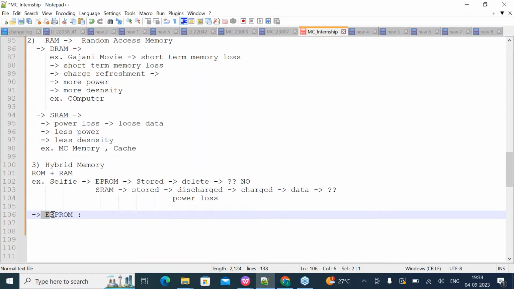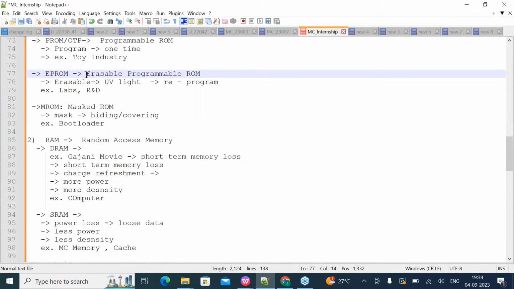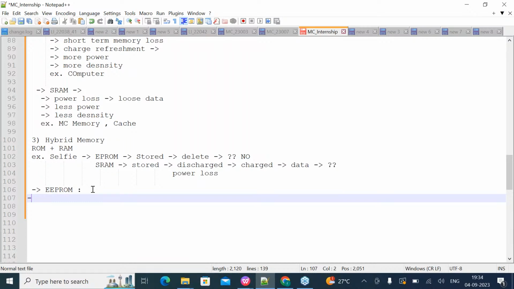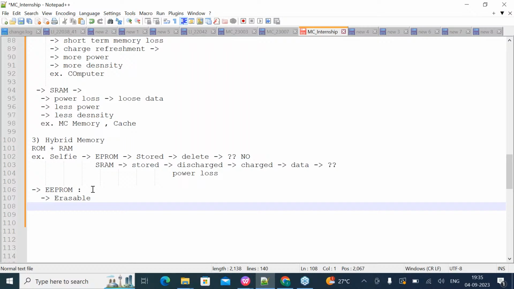It is electrically erasable programmable read-only memory. So guys, this memory is erasable. Do you need to pass UV light to erase and reprogram this memory in case of double EEPROM? No, it is electrically erasable. No need of UV light, right? So you can erase it electrically and you can reprogram it. No issues in this case.